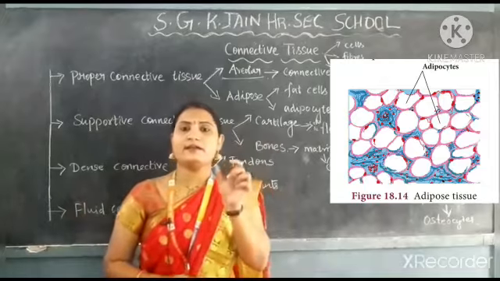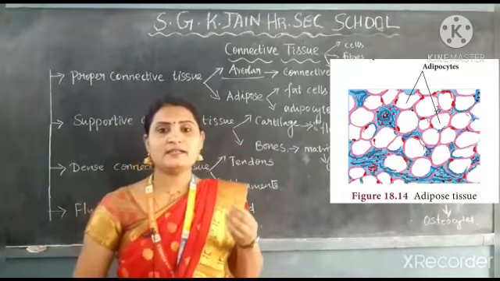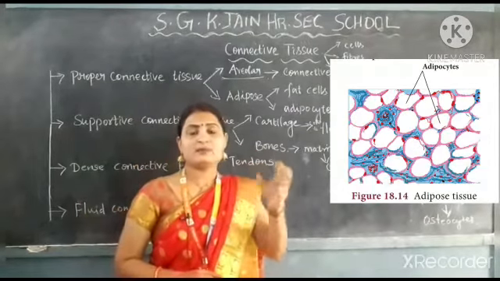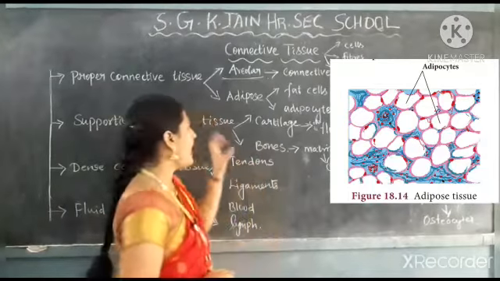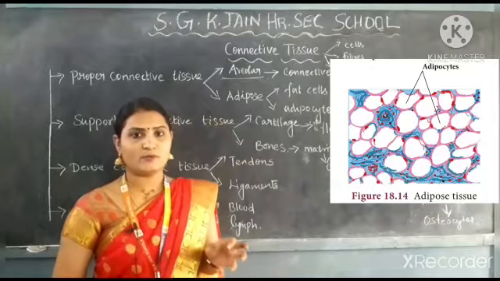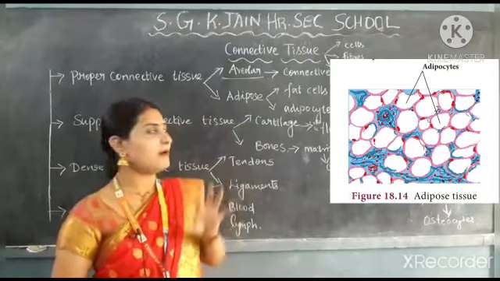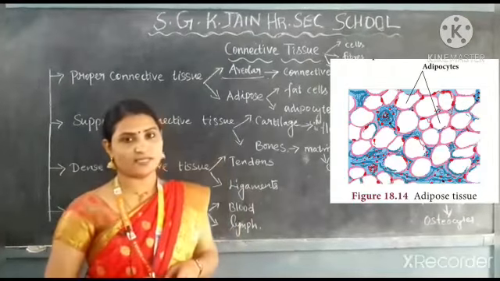Because it is a poor conductor of heat, it helps in regulating body temperature. So these are the main functions of adipose connective tissues. It is made up of fat cells and adipocytes.